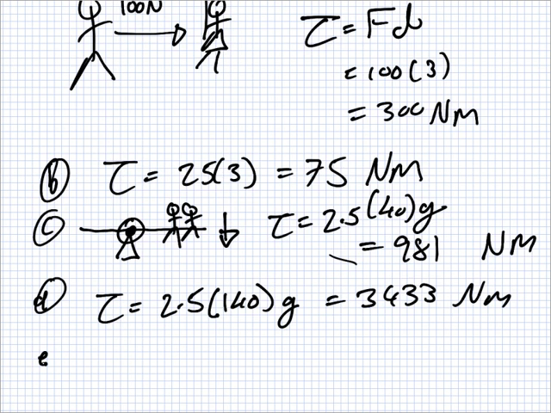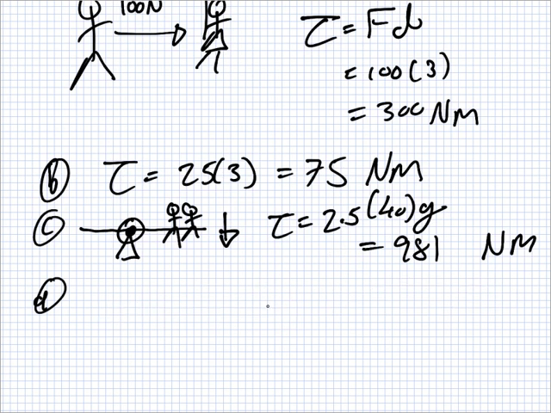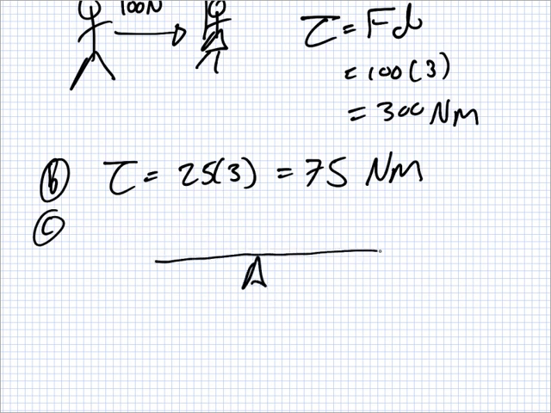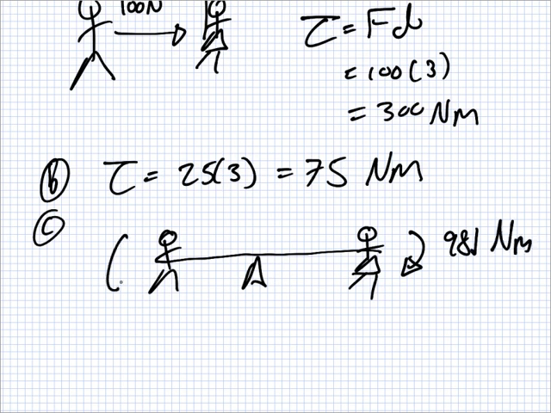Sorry, I misread the question in part C. I mean, the answer's right, but I just want to draw the picture again. The father sits at the other end. So the girl is here, and the father is here. So what did we say her turning force was? It's 981 Newton meters. And his turning force would be 2453 Newton meters, the 100.